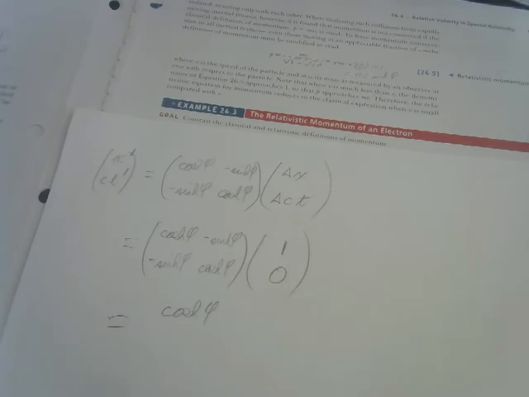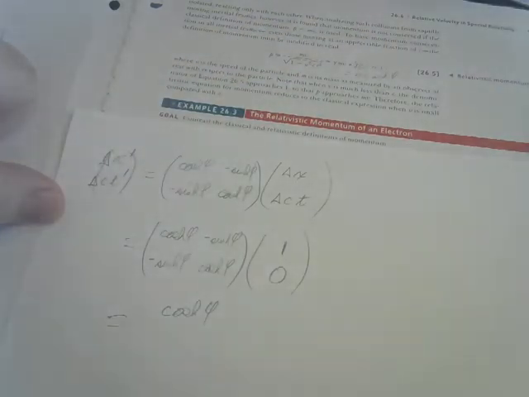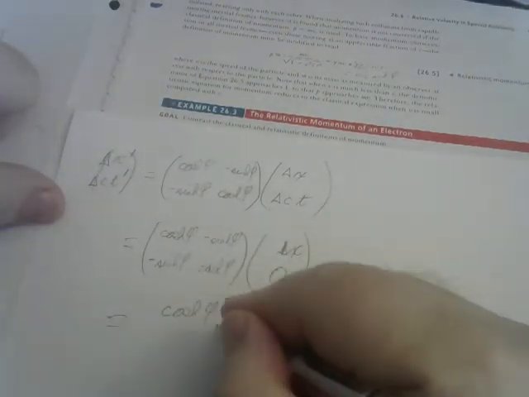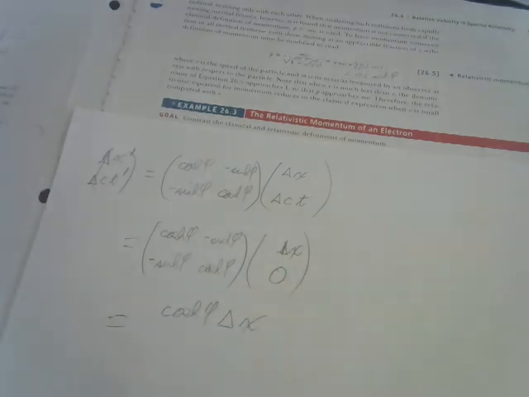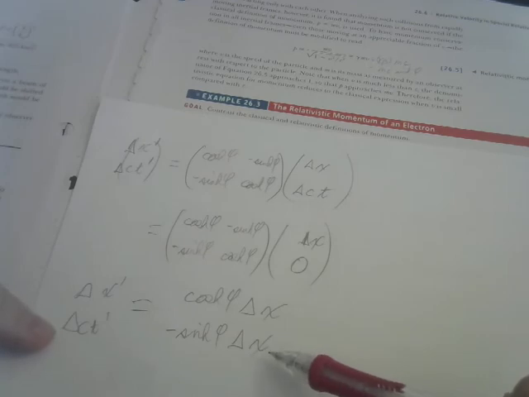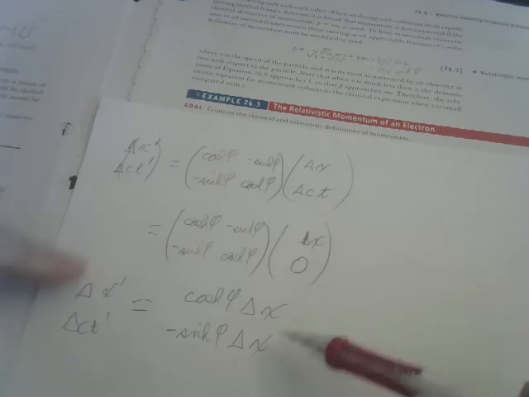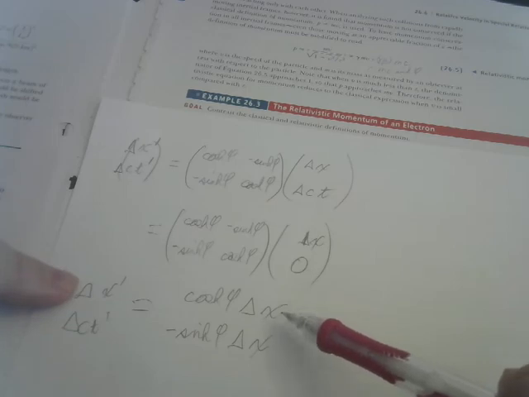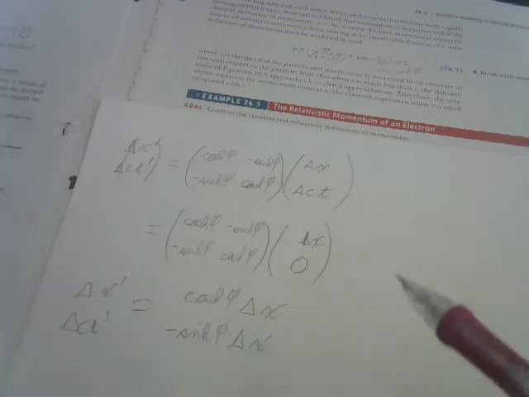I want delta x prime, and I don't want it to be 1, I want it to be delta x. So cosh phi delta x. That gives us a nice ratio. On the other hand, with delta ct prime, we get negative sinh phi delta x. So delta ct prime equals that, delta x prime equals this. And we explicitly decided we're not interested in that desynchronization term. We're only interested in the ratio of length to length.